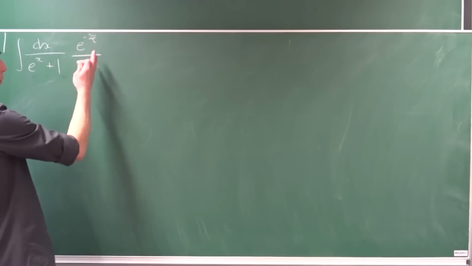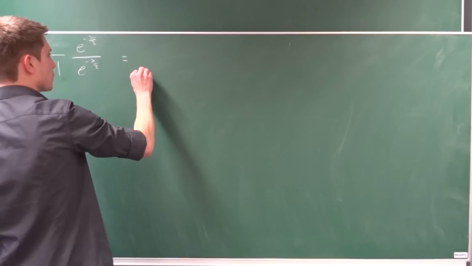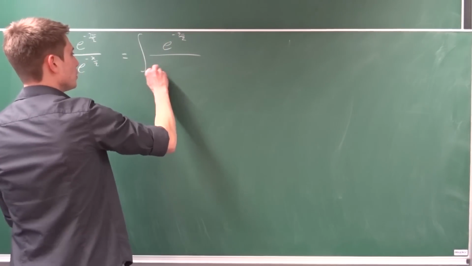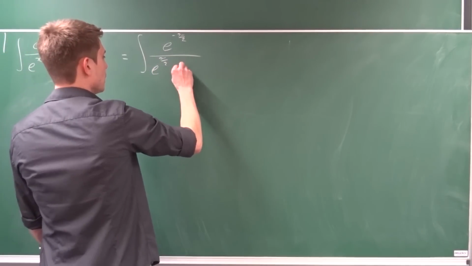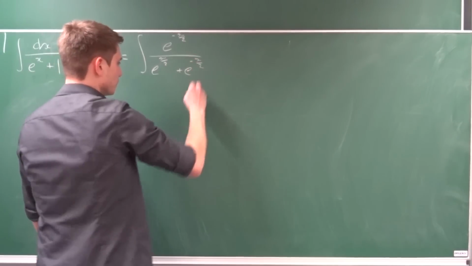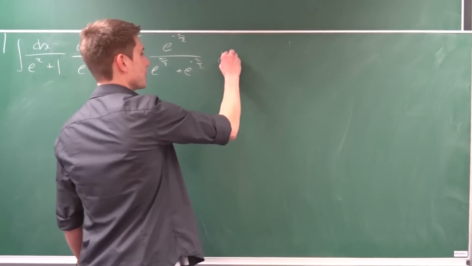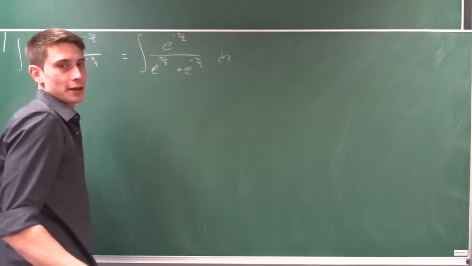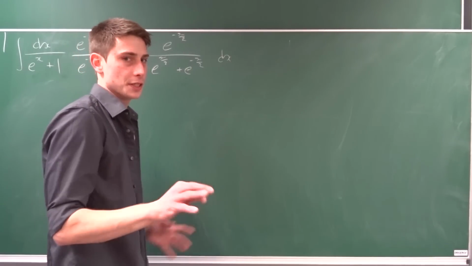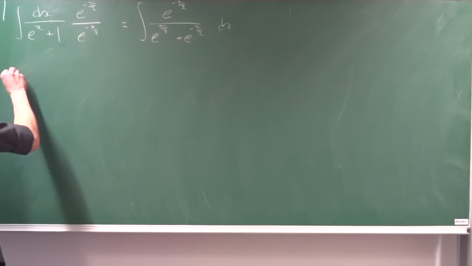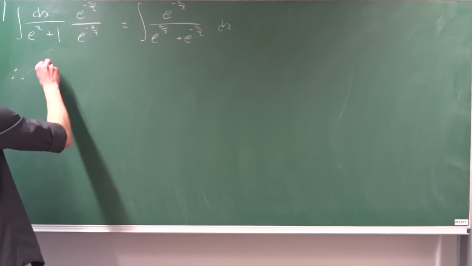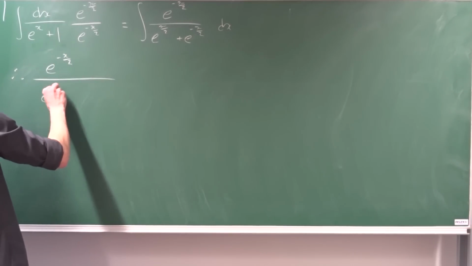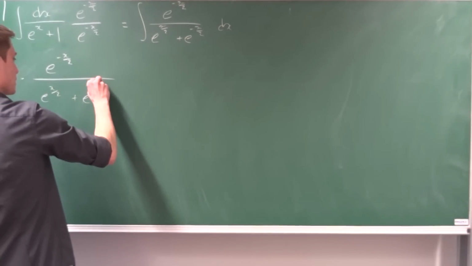And now we can distribute everything into everything, and what we end up with is the integral of e to the minus x over 2 over e to the x over 2 plus e to the minus x over 2 dx. And now we want to take a look at the integrand right here, because we have to manipulate it a bit algebraically. Okay, so what is e to the minus x over 2 over e to the x over 2 plus e to the minus x over 2?